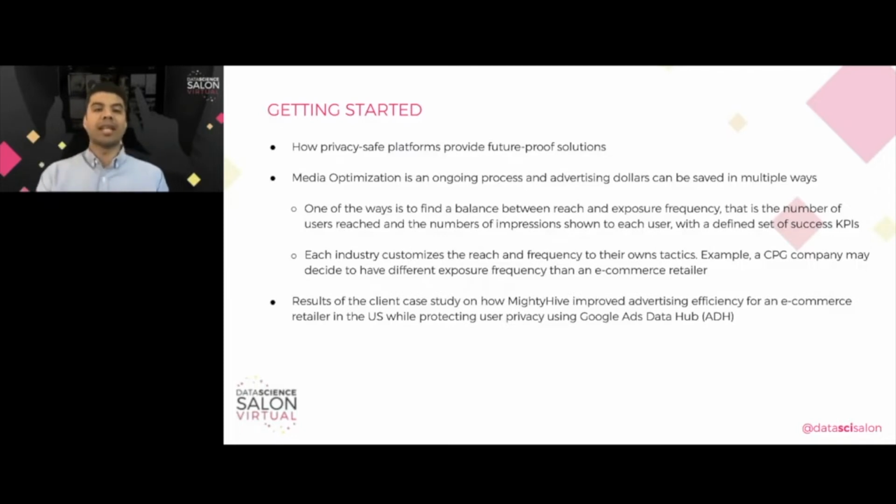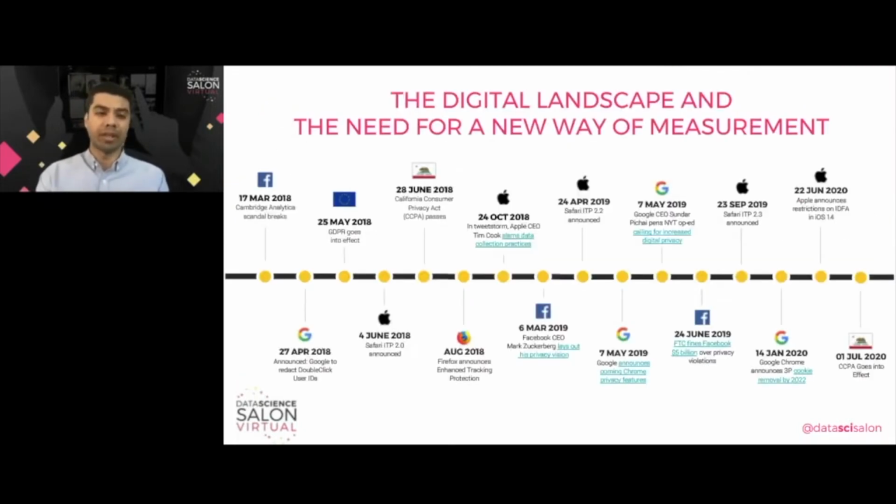Talking about the digital landscape and why there is a need for a new way of measurement. This is a timeline that shows that over the last couple of years, there have been a lot of changes in the way companies are defining privacy rules, or the government is defining privacy laws, starting from the scandal that happened with Facebook, with Cambridge Analytica. And then we know that GDPR came into the scene. So the top companies making changes in the way operating systems collect data, the browsers collect data. So Google, Facebook, Apple, all of these companies have been at the forefront of implementing those privacy-related rules and restrictions.